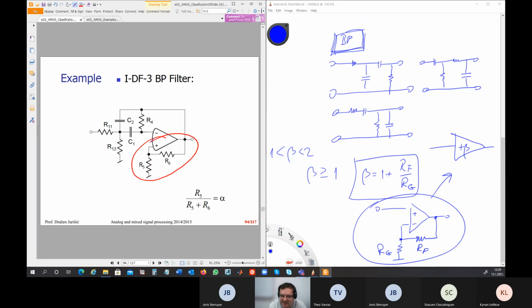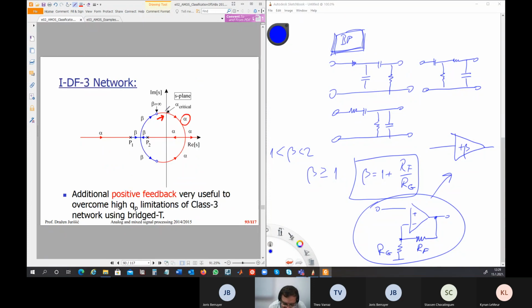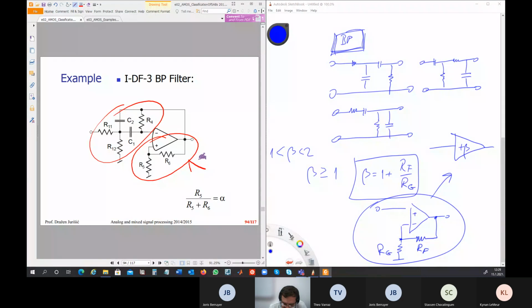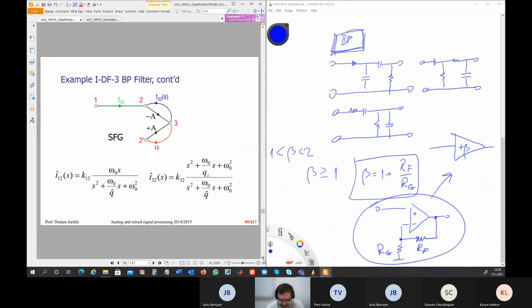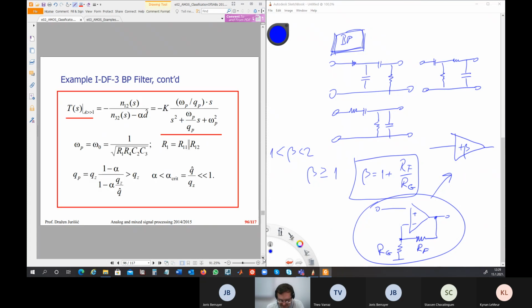You can have equal capacitors here and equal resistors here, and you can get whatever Q you want because then it goes here more near. So the red line helps. These two help because they are performing alpha. Okay, so this is the signal flow graph of the double feedback class 3 bandpass filter.